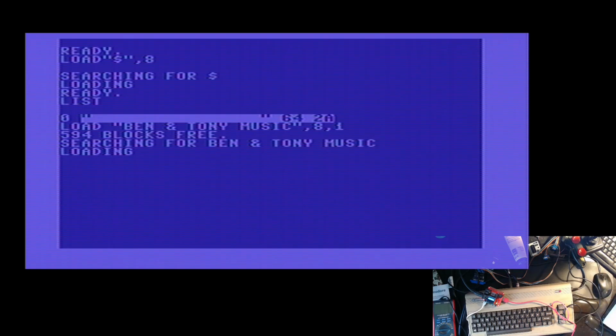So just got Ben and Tony music selector. Looks like it's 70 blocks, so just wait for it to load, which might just take a little while. Let's just pause until it's finished. Okay, that's finished loading. So let's just give that a run and then see if any music actually plays very well.